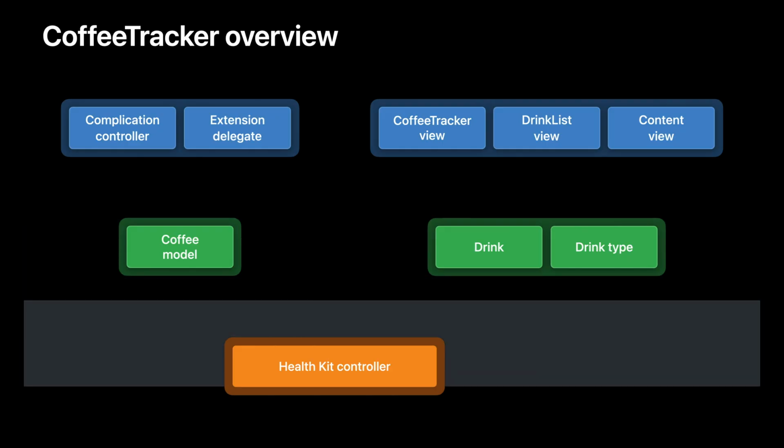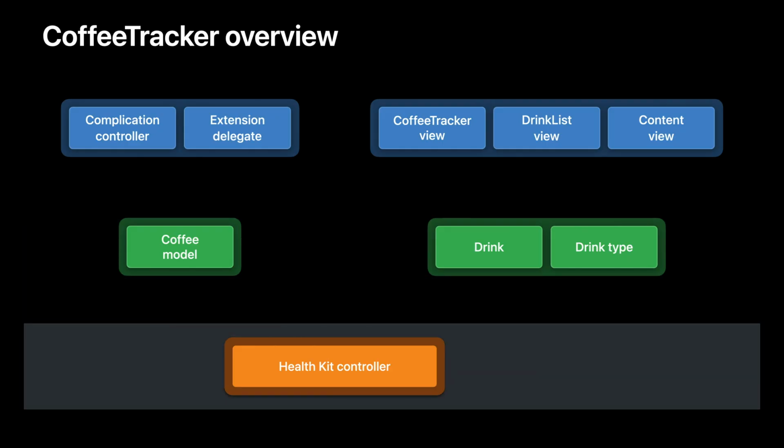Finally, we have what you can think of as the back-end layer, processing that happens, probably in the background, to populate your model or talk to the world outside your app. In our case, that's represented by this HealthKit controller type that manages communication to HealthKit to save and load the user's caffeine intake.